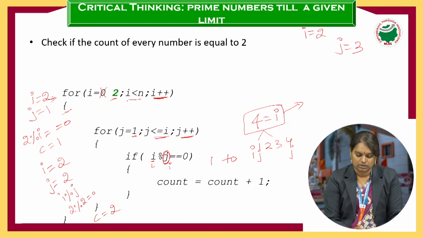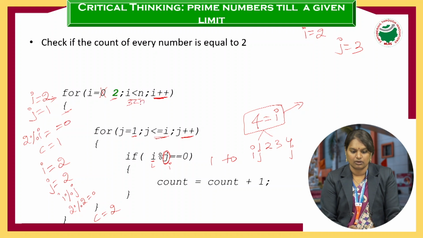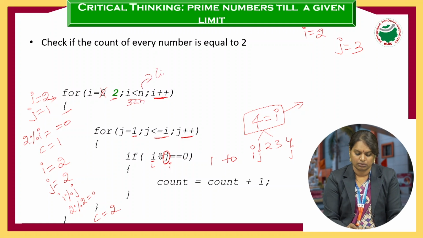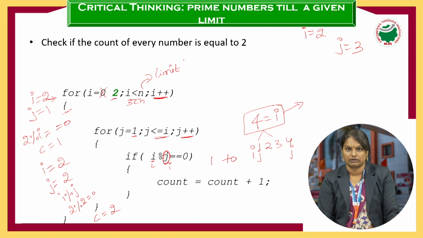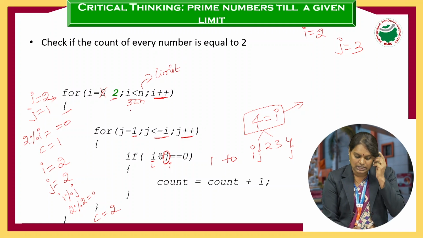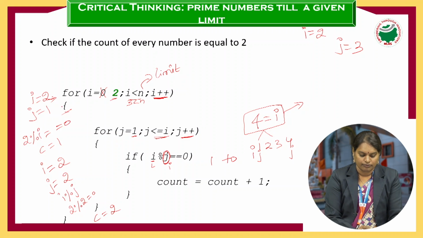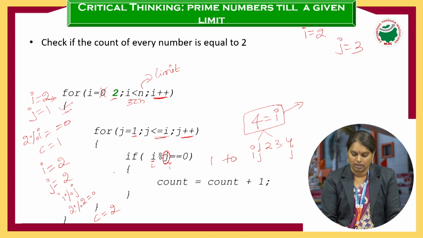That means 3 less than n. What is n now? n is my limit, my limit of 100 or 20 or 10, whatever we have given. So 3 is less than n. Yes, condition satisfied. Now your 3 value comes into picture and your for loop again gets activated. Now your I value has changed to 3 and the J value starts again from 1. J is equal to 1, so 3 percentile 1, which is equal to 0.